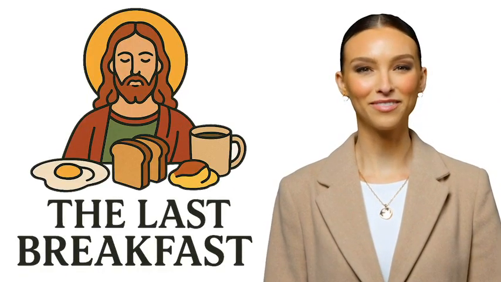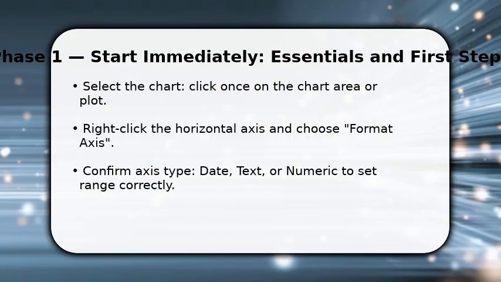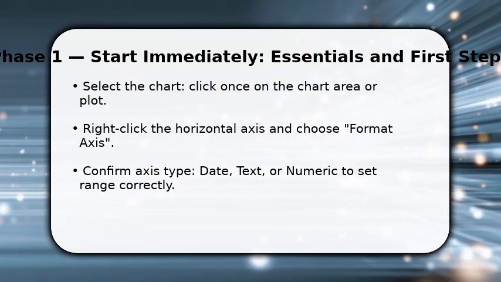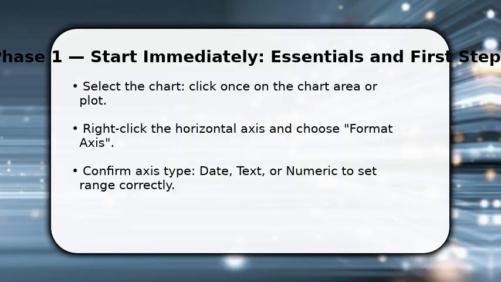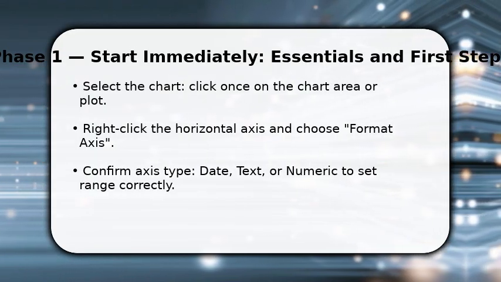Please enjoy the video. You start by selecting the chart and opening the axis pane. Do that now. Once done, right-click the horizontal axis and pick Format Axis so you can see scale controls.